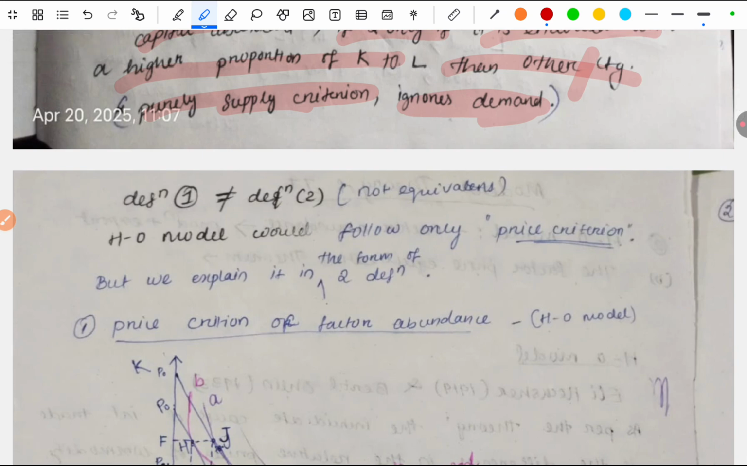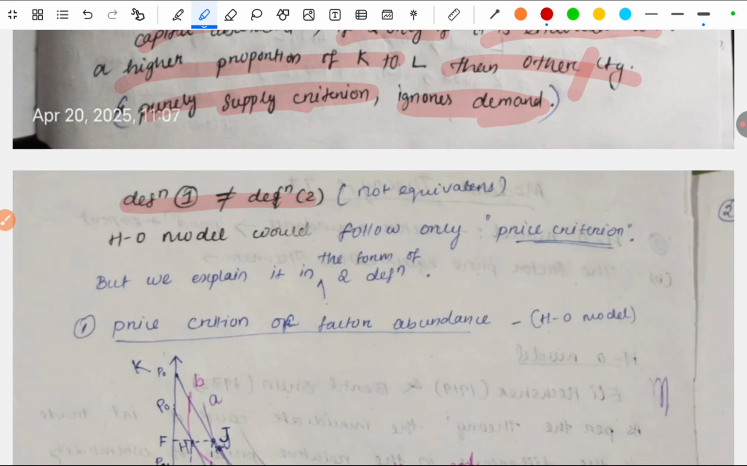So you know what definition 1 is: in terms of factor prices. Definition 2 is in physical terms. Definition 1 and definition 2 are not equivalent. It is said that they are not equal because the HO model is valid under definition 1 but not valid under definition 2 properly. So we will discuss it.